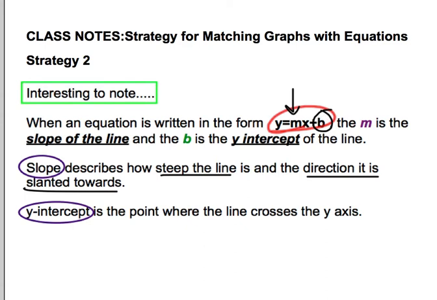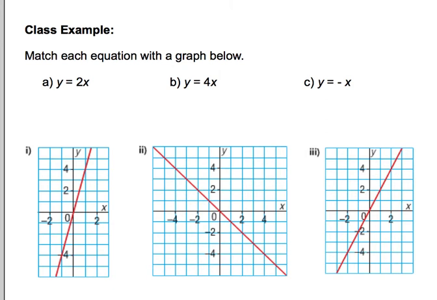We're going to use this information in order to help us solve this. So here my m is equal to 2 and my b is equal to 0 because it's plus 0. When there's nothing, you add the 0. Here my m is equal to 4 because that's the numerical coefficient, and the b is equal to 0. And here, there goes that invisible 1 again. My m is equal to -1 and my b is equal to 0.